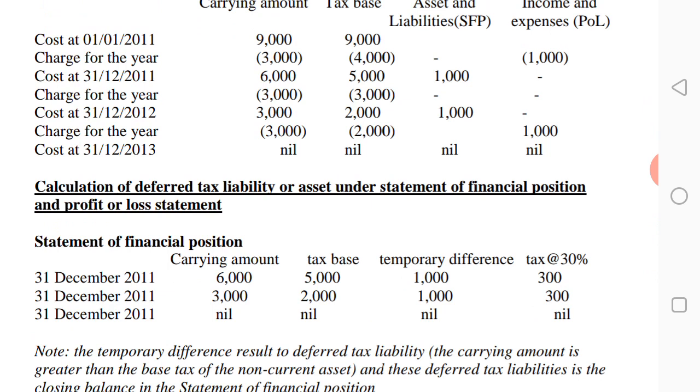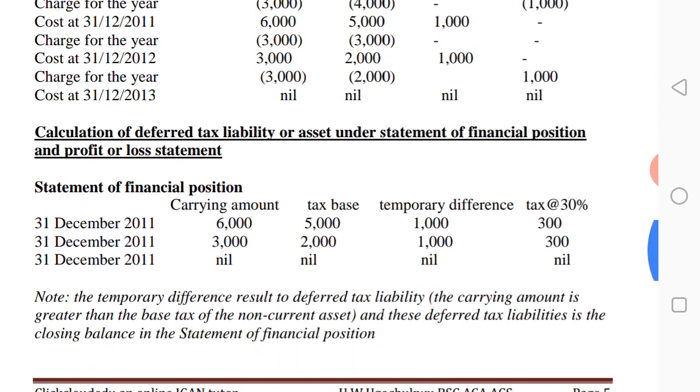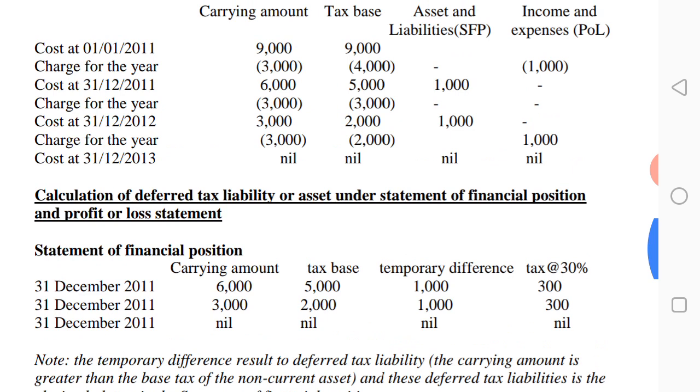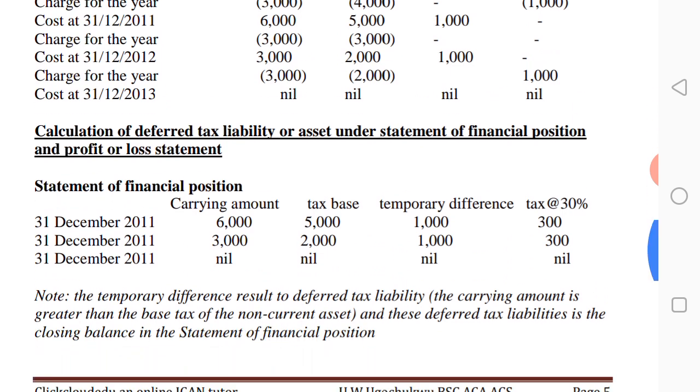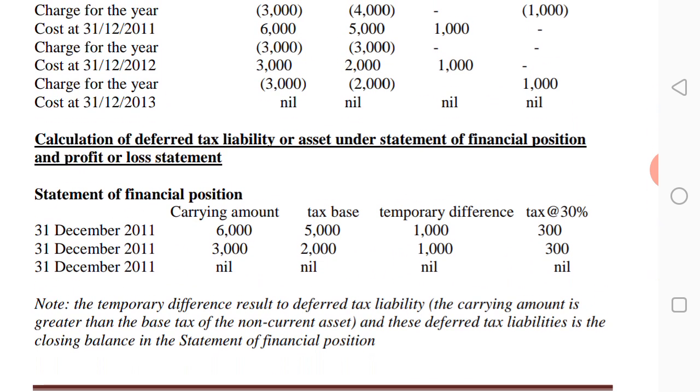Now let's look at it in the perspective of the financial position. I now pick out all the carrying amounts in each year. In 2011, the carrying amount is 6,000, and the tax base is 5,000. So we have a temporary difference of 1,000, right? In 2012, we have a temporary difference of what? 1,000, and in 2013 we have no temporary difference.